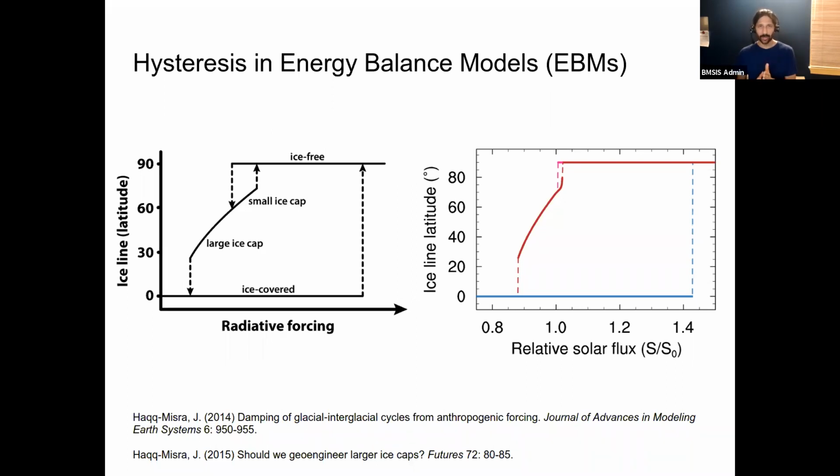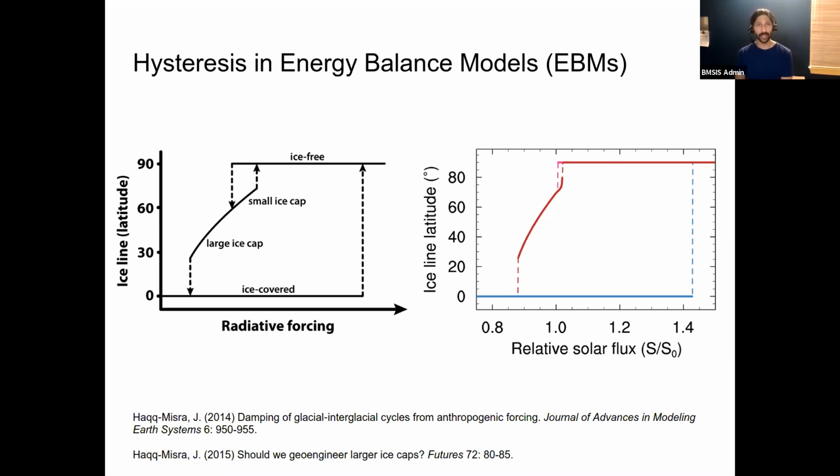But if you hit this transition where the dashed arrow is, then you transition from an ice-covered to an ice-free state. And the change in radiative forcing could be changes in the solar luminosity over time, but it could also be changes in the radiative balance from greenhouse gases, such as increasing or decreasing atmospheric carbon dioxide.